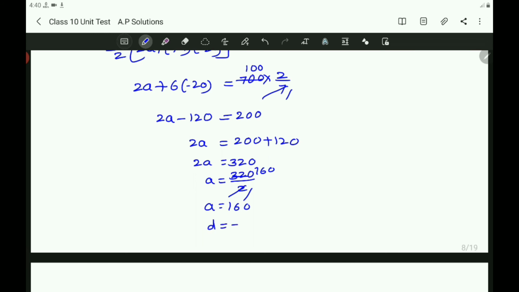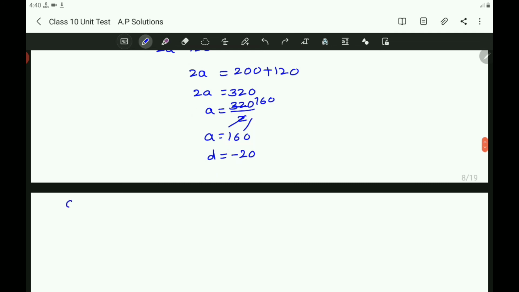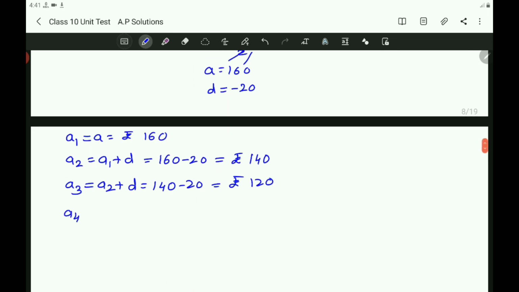Then the D value you know, that is minus 20. Both are in rupees here. First prize, that is rupees 160. So you write A1 is A, that is rupees 160. Then A2. A2 is A1 plus D, that is 160 plus D, meaning we have to add minus 20. 160 minus 20 is 140. That is rupees 140, second prize. Then take A3, that is the third prize, equals A2 plus D, 140 minus 20, that is rupees 120. Next A4, fourth prize, equals A3 plus D, that equals 120 minus 20, that is rupees 100.